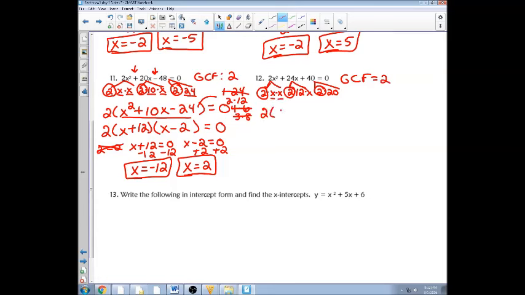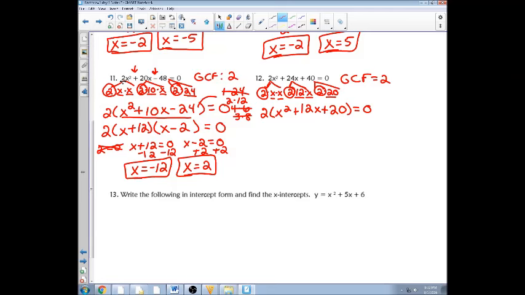What's left from my first term? X squared. What's left from my second term? 12x. What's left from my third term? Just a 20. Remember to have that equal to 0. Both my signs in the initial problem are positive, so both my signs in my new parentheses will also be positive.